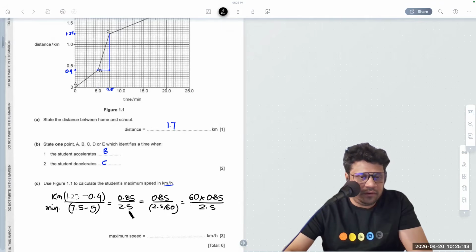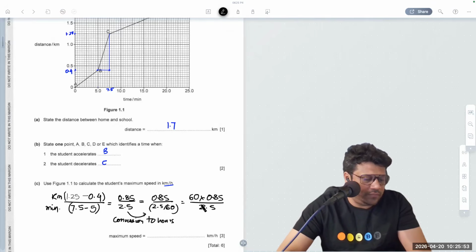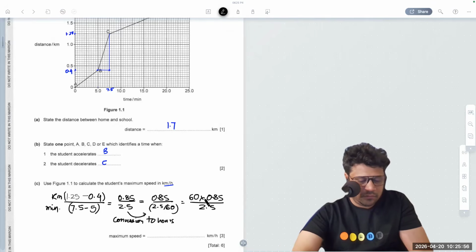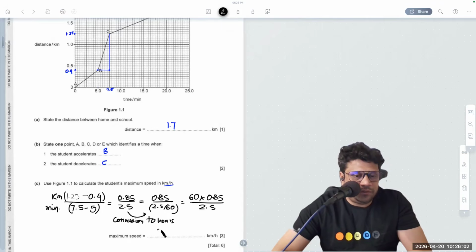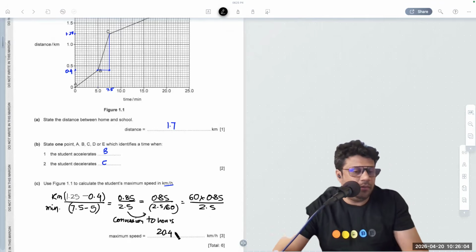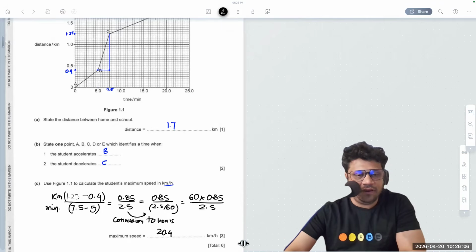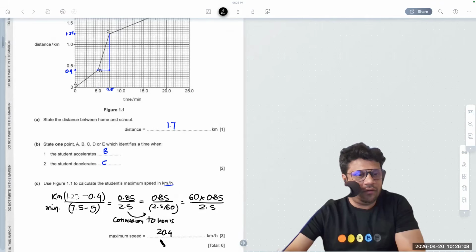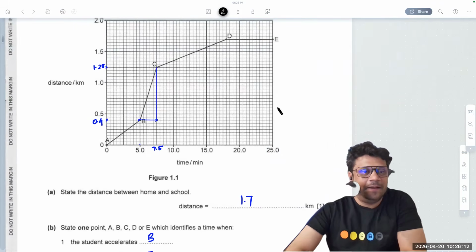And we can mention here conversion to hours. Okay, let's see what it comes out to be. So 20.4 kilometer per hour. Okay, let me see. It feels a little weird for the speed of a student to be 20 kilometers per hour. Let's see.